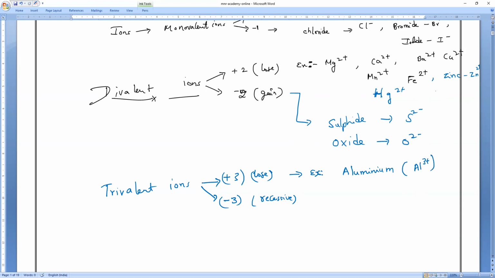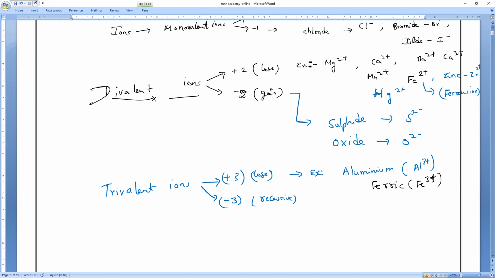Remember, here you wrote iron 2 plus. Note this name, everybody: ferrous ion. Now I will write ferric ion. Please remember, iron has a variable valency. It can lose 2 electrons, and it can also lose 3 electrons. Ferric means 3 electrons are lost; ferrous means 2 electrons are lost.